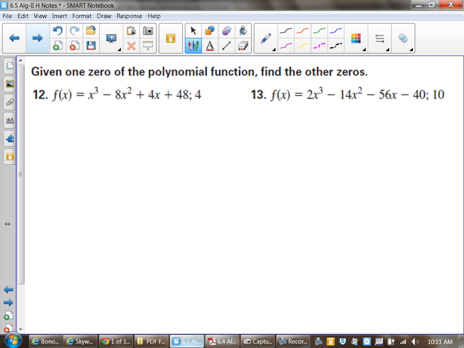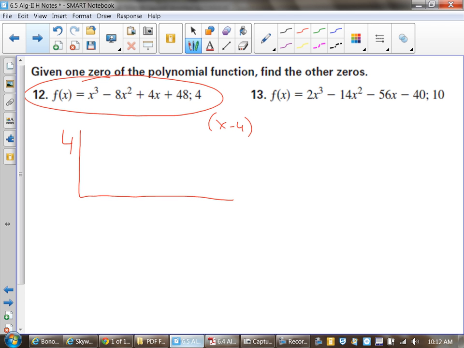All right, let's do another one. I know that I have x cubed minus 8x squared plus 4x plus 48, and a 0 is 4. I'm going to factor this and find the other zeros. So if my 0 is 4, what's the term? x minus 4. Good. So I know right away in this problem I'm going to have an x minus 4 at the very end. Since my 0 is 4, that goes out here.